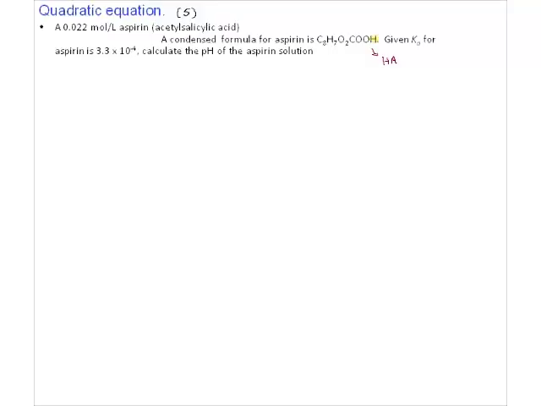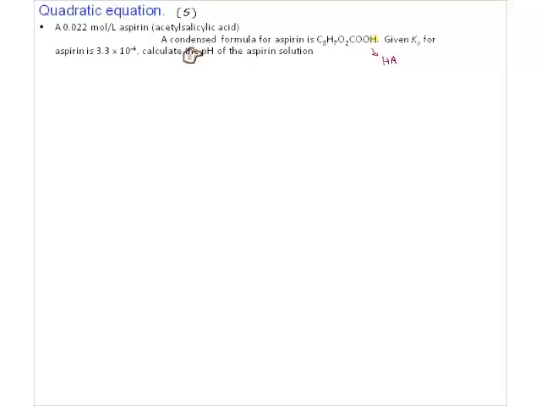I know this lesson is dragging on, but this one showed up on a public exam from a few years back, and it was worth 5 marks. Okay, in this particular question, they want you to figure out the pH of an aspirin solution. The initial concentration is 0.022. They gave you the Ka value. We want to figure out the pH of this solution.